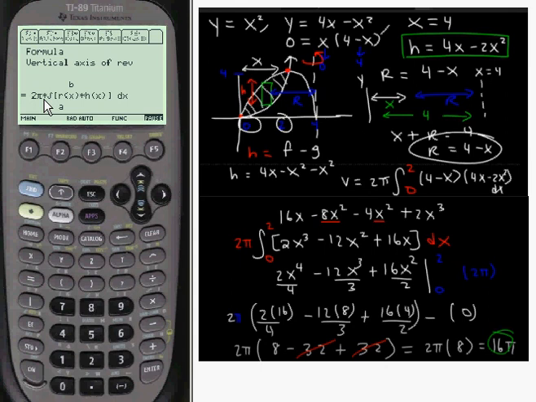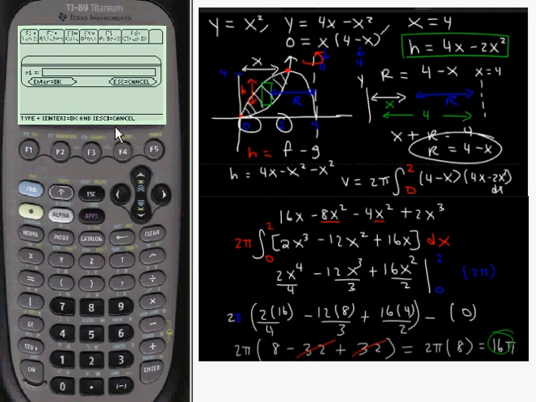This is 2 pi times the integral of r(x) times h(x). This is the height and this is the radius. Limits of a and b, and with respect to x, we're going to integrate. If you have 2 functions, you put them in there. If you have 1 function, you put 0 in for the second function.